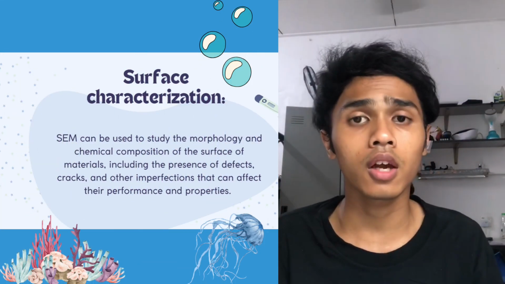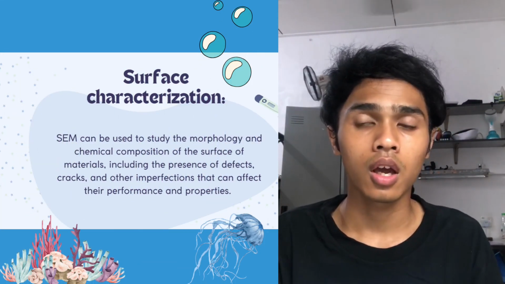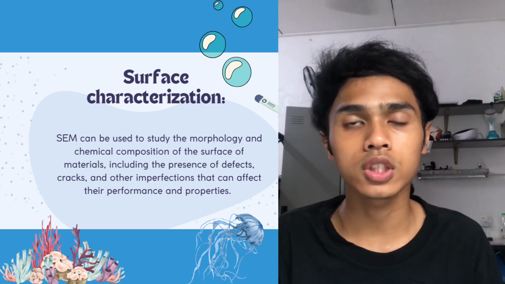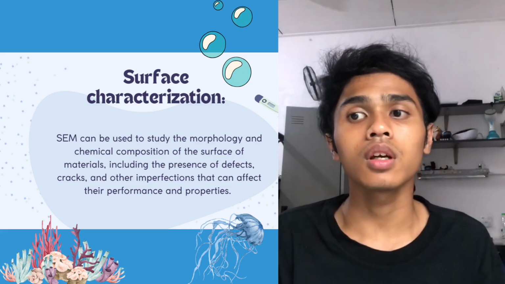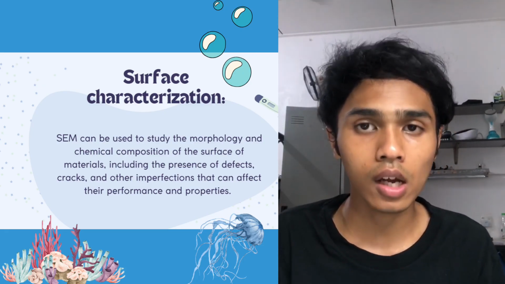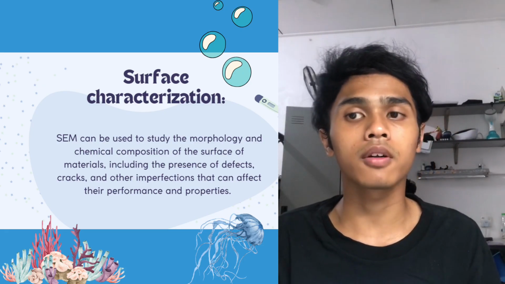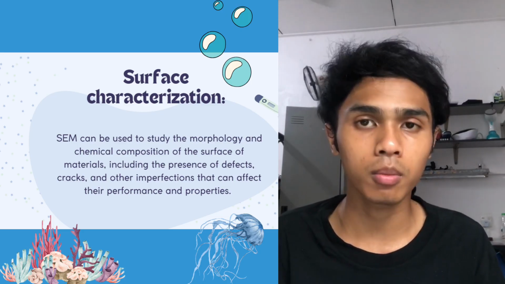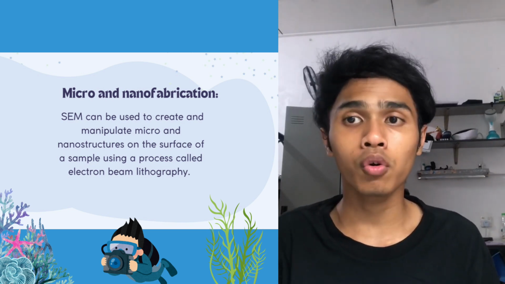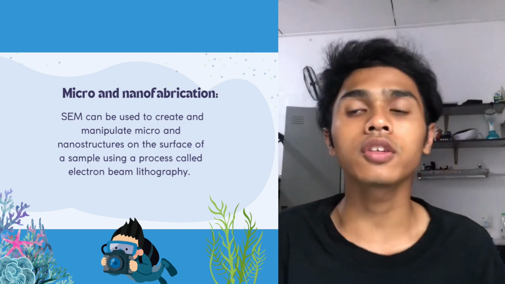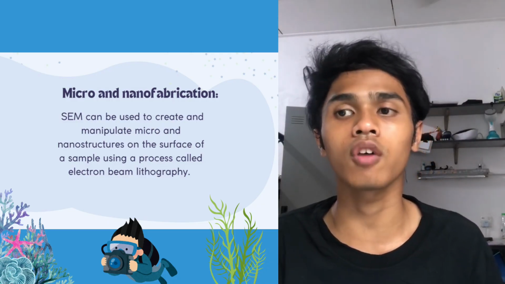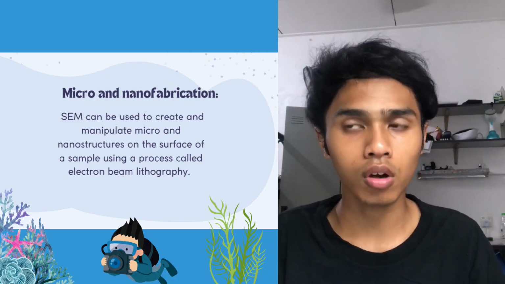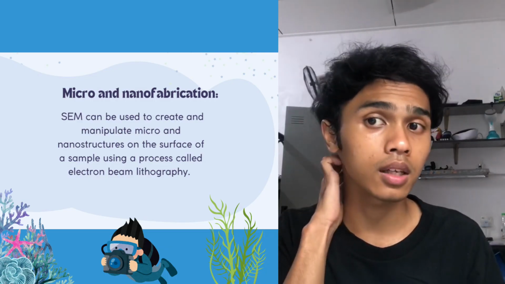Second, surface characterization. SEM can be used to study the morphology and chemical composition of the surface of materials, including the presence of defects, cracks and other imperfections that can affect their performance and properties. Then we got micro and nano fabrication. SEM can be used to create and manipulate micro and nano structures on the surface of a sample using a process called electron beam lithography.